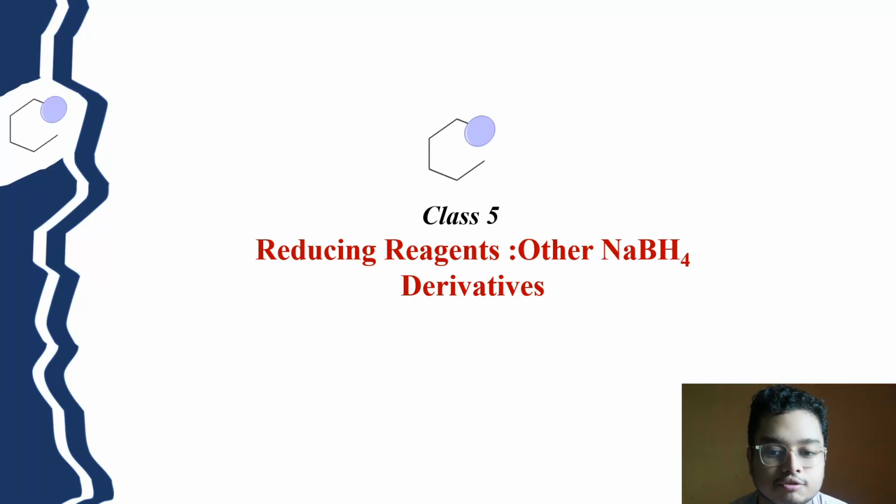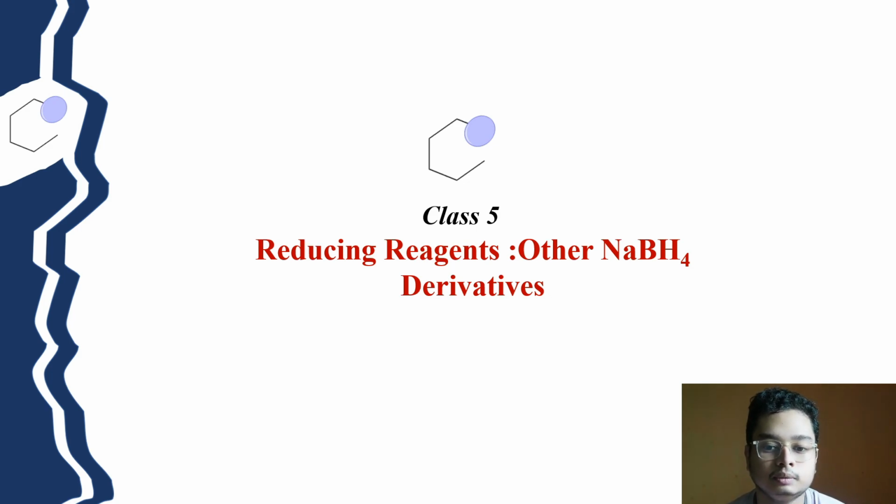This is our class 5, and in this particular lecture we are talking about the other NaBH4 derivatives. In our class 3 and class 4 we mainly focused on NaBH4 and Luche reagent. We have done an elaborate discussion over NaBH4 and Luche reagent. If you missed those lectures, I highly suggest you first go through class 3 and class 4 and then come back to class 5, because this is a continuation class.